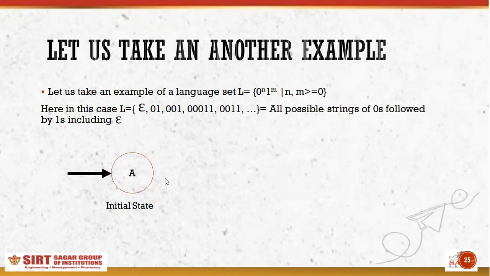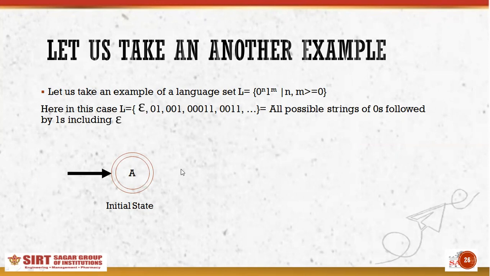Now, to accept any number of zeros, what I'll do, first of all, since you can see that epsilon is a part of this language, how can we reach from initial state to final state without taking any input? The only way is to make the initial state a final state. So by making the initial state a final state, we can accept epsilon in our machine. So epsilon is accepted here.